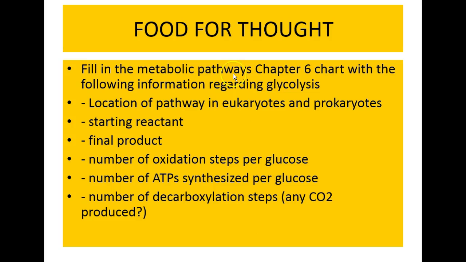You should now be able to fill in the pathway chart for chapter 6, in which the location of the pathway, in this case glycolysis, in eukaryotes and prokaryotes is asked. Also, you should know the starting reactants in glycolysis, the final product of glycolysis, the number of oxidation steps per glucose molecule, or the number of NADHs produced, and the net number of ATP synthesized per glucose molecule.